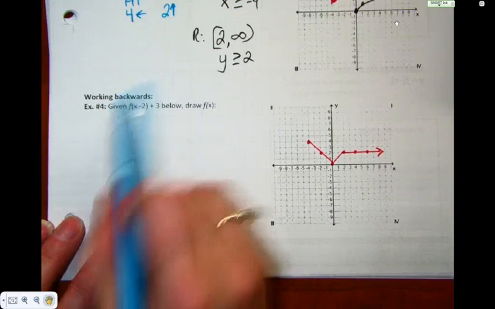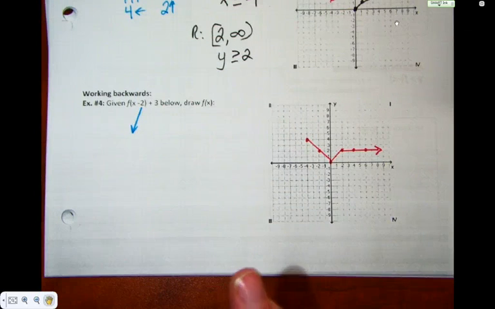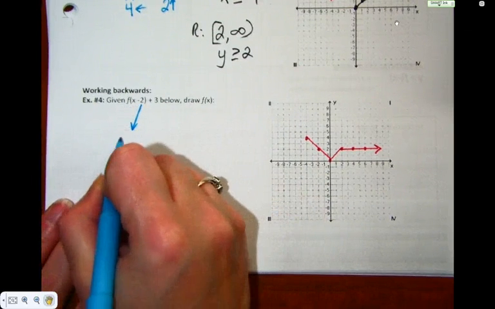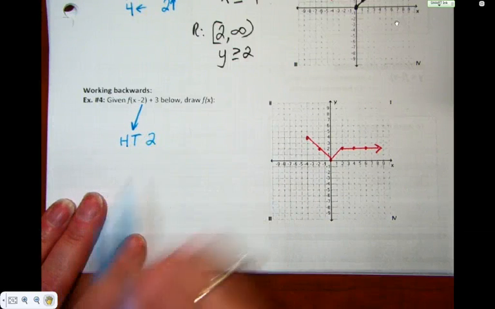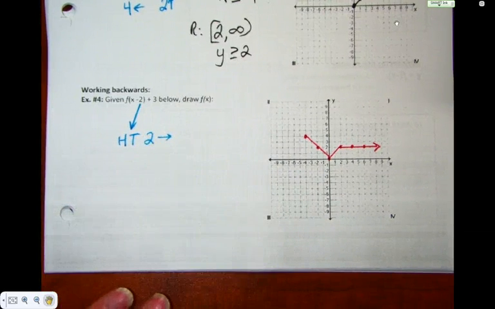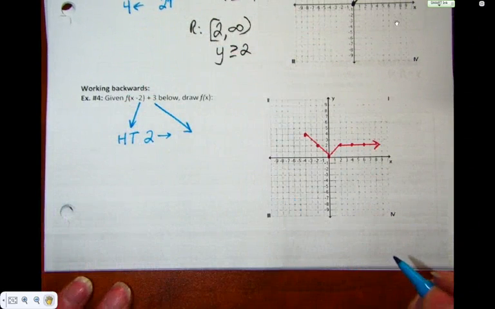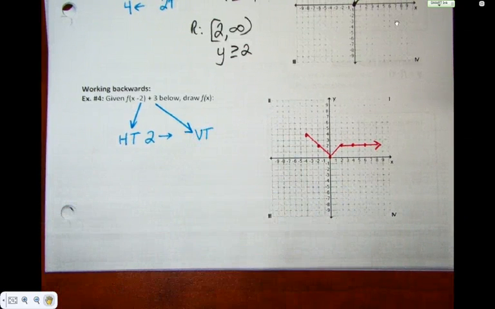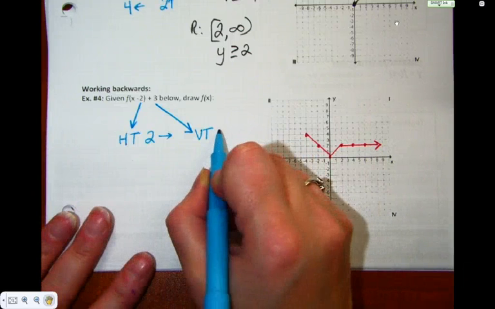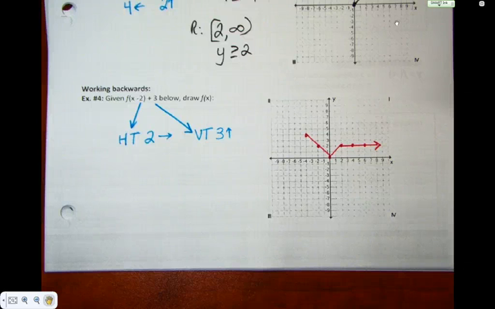Okay, so let's talk about these transformations. Let's talk about the -2. Inside brackets or outside brackets? So that is a horizontal translation, and it would have been 2 units to the right. And the 3, inside brackets or outside brackets? Outside, so that is a vertical translation. 3 units up. Well, that's what we would have done to get this graph.